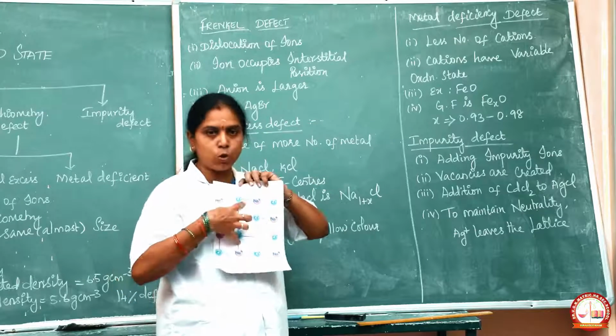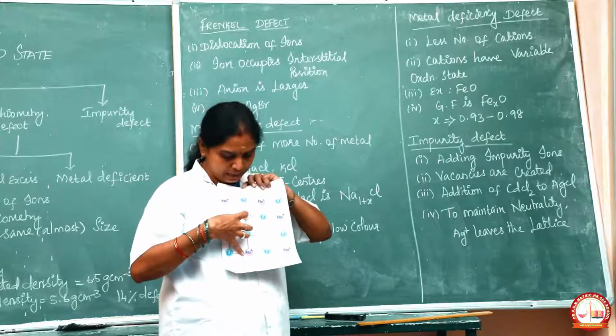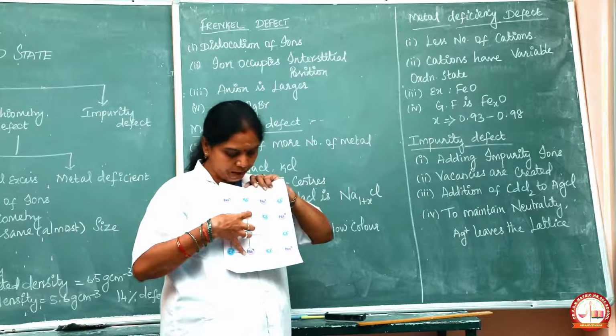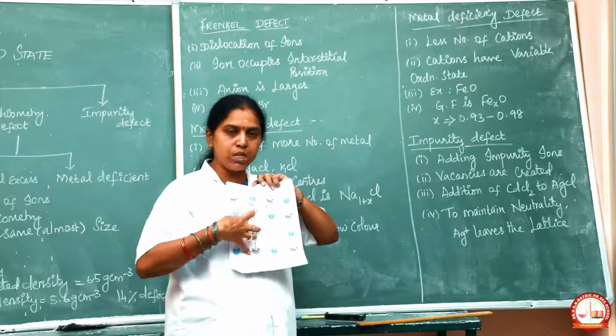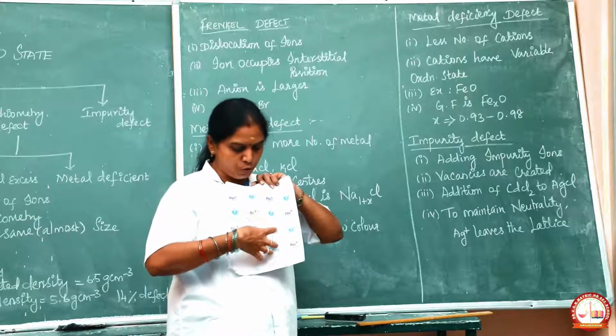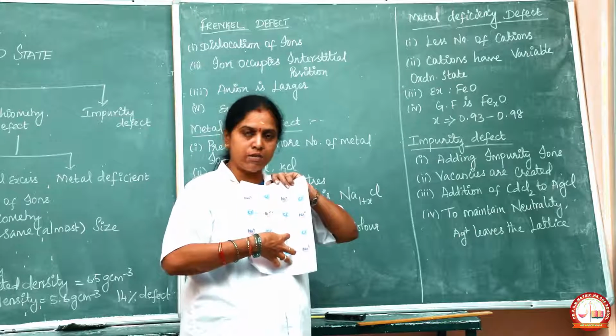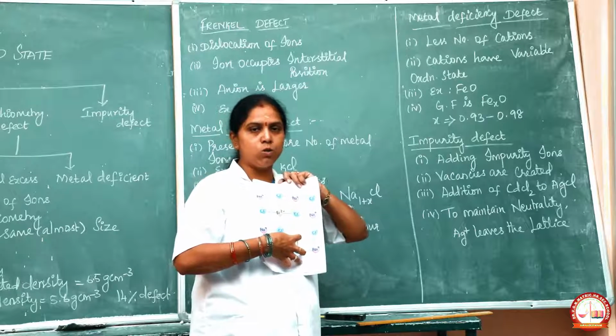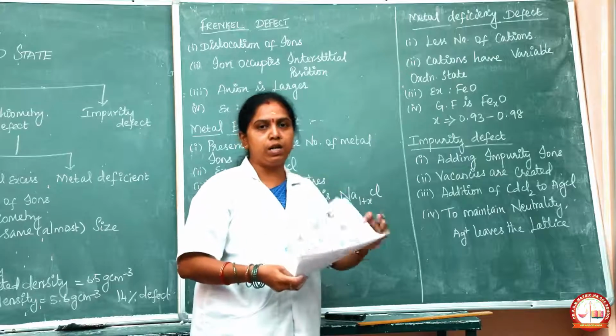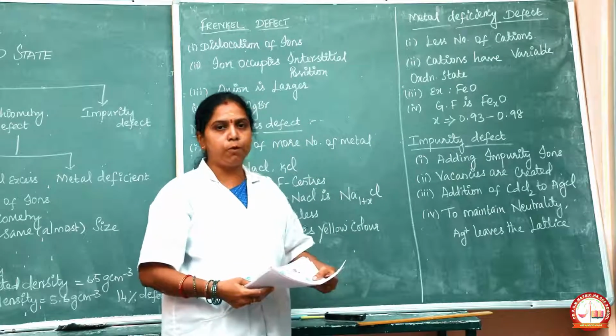So this is with sodium chloride we have seen. Here Sr2 plus is introduced here. Since it is divalent, the neutrality is not maintained. To maintain the neutrality, one Na plus ion is leaving the crystal lattice, thereby maintaining the neutrality. So that is about the impurity defect.